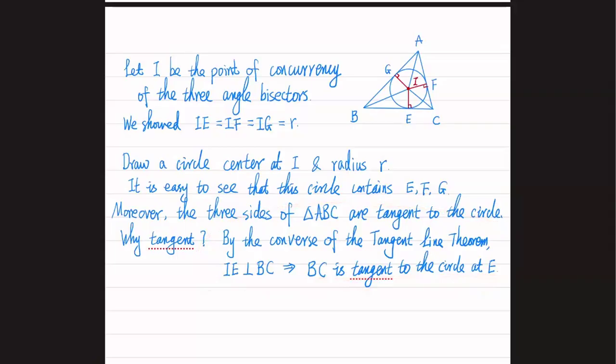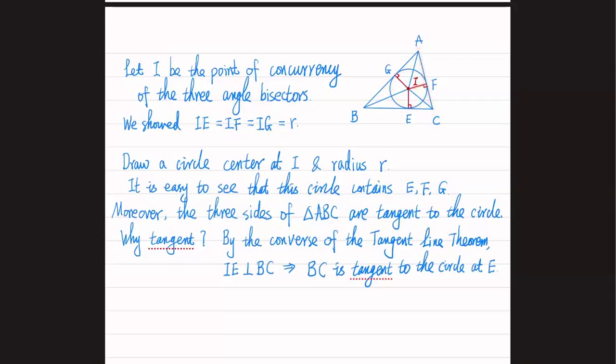Okay, now let's see. What about AC? Why must it be a tangent? I have a question. Yes, Aaron. Can that last sentence be applied to IF and IG? Well, okay, so that's what I'm going to ask you. Why must AC be tangent to the circle? Aaron, what's your answer? Well, IF is perpendicular to AC.